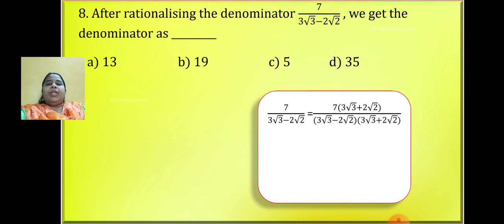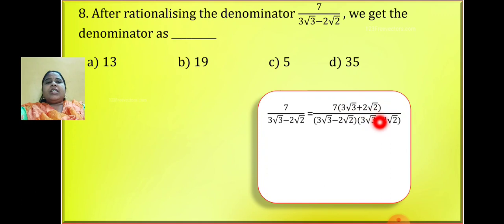Now look at the denominator. It is a binomial surd. See, two terms are there. So we will try to rationalize it with its conjugate pair. What will be the conjugate pair? Exactly the same numbers, 3 root 3 and 2 root 2, but with opposite sign. It is minus, so this will be with plus. This is multiplied with it, so the numerator also multiply with the same number, 3 root 3 plus 2 root 2.